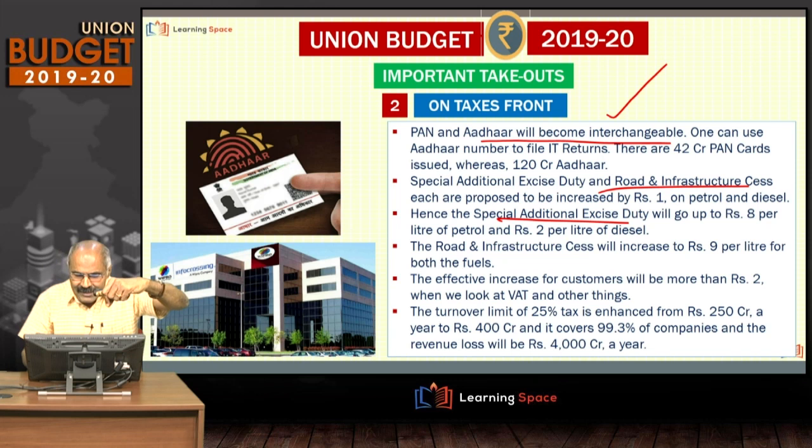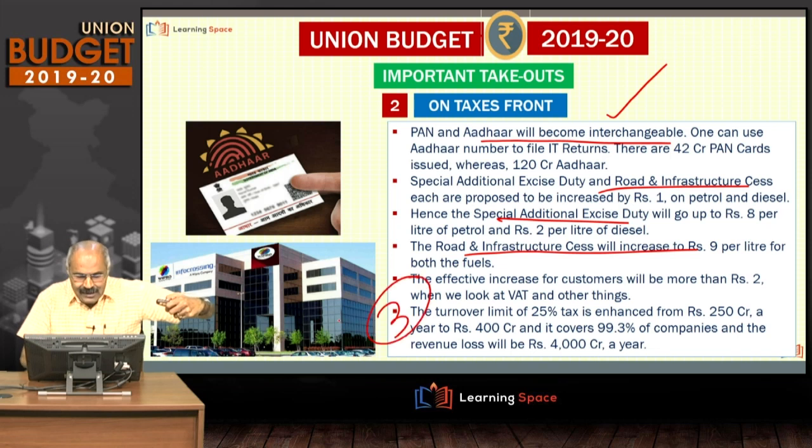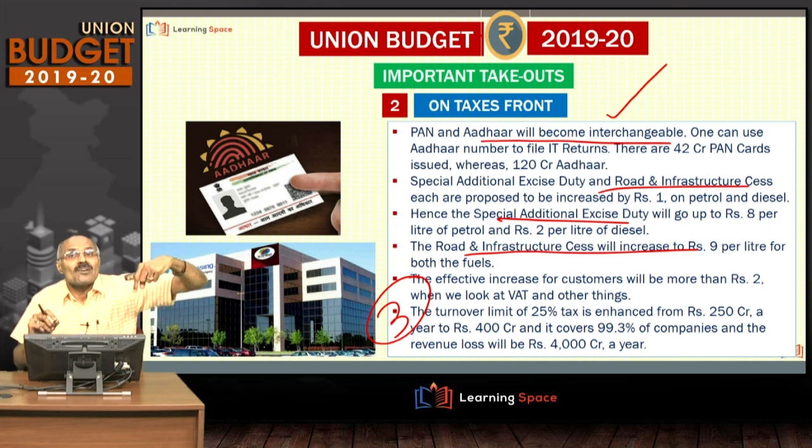Another important aspect is the road and infrastructure cess. It is increased to rupees 9. Previously, it was rupees 8, right? We have to look at state VAT, which is based on the total value. So as far as the common man is concerned, petrol and diesel are going to cost more by more than rupees 2. Then the third important aspect is the turnover limit of 25% tax. That means 25% corporate tax was there previously for companies up to a turnover of rupees 250 crore.